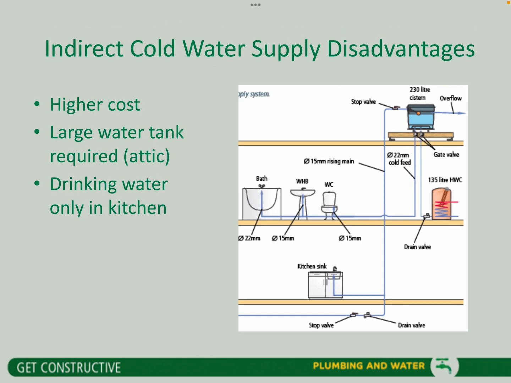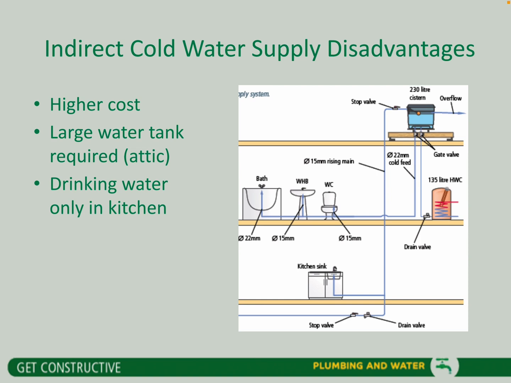The disadvantages of this is much higher cost. As you can see, we're adding in more pipework. More pipework means more labour, means more materials, which obviously means more cost. What we also have to remember is we have a very large water tank required in the attic. That's 230 litres or 230 kilograms of weight in the attic of water.